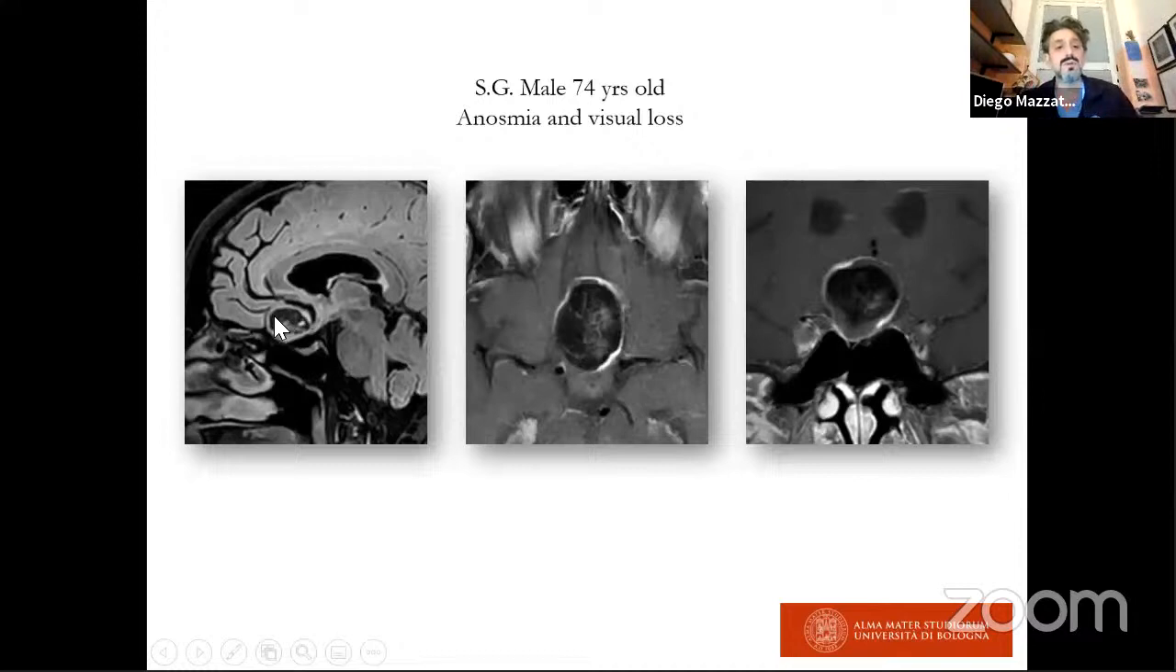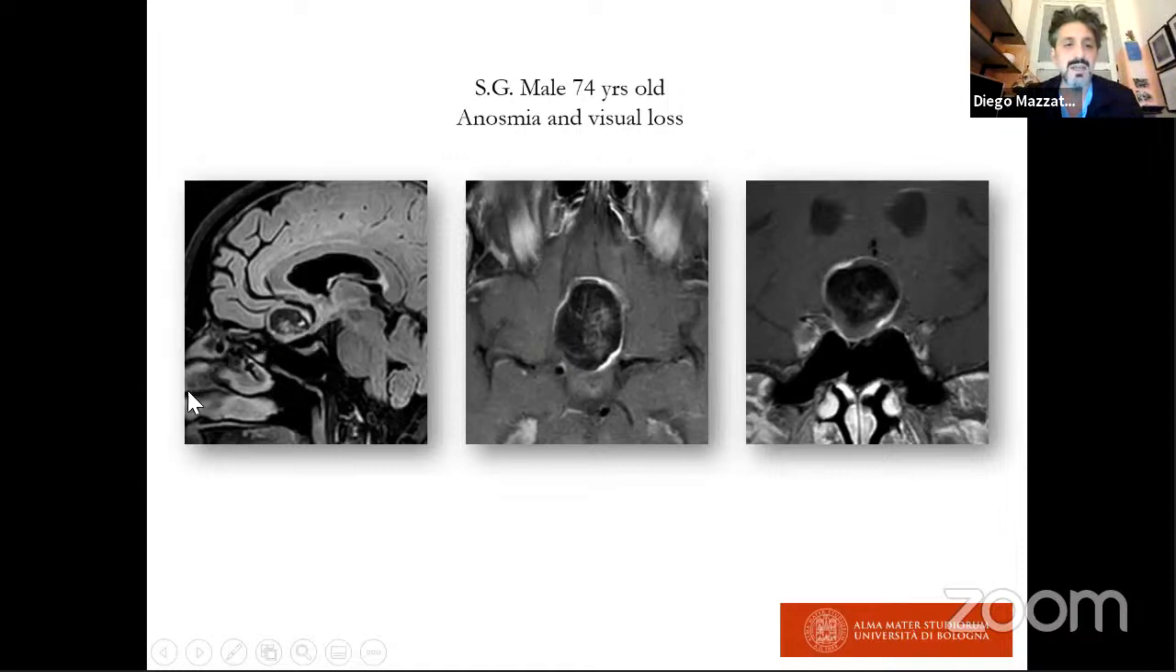Another case for a tumor located in the planum tuberculum area. This is an old male, 74 years old, affected by anosmia for several years and recent visual loss. We performed the MRI, which showed the lesion with a hyperintense material inside, probably a cyst lesion. As you can see very well, the tumor is growing above the optic pathway, but the optic pathway is displaced posteriorly.